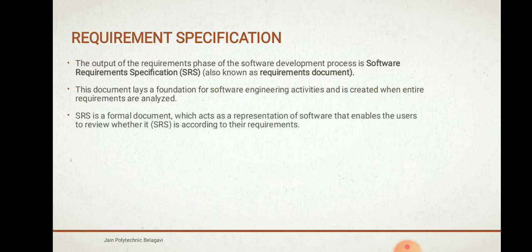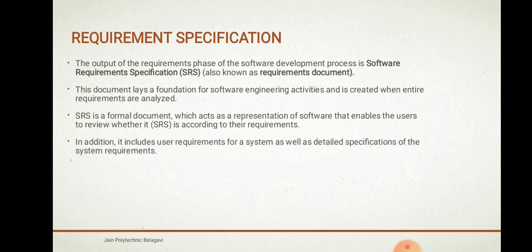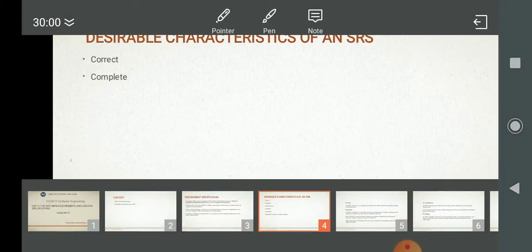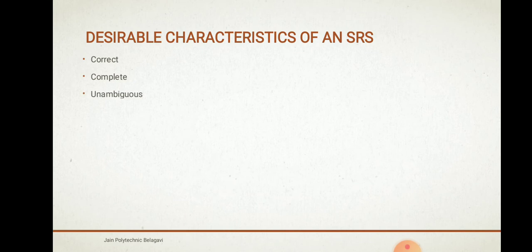SRS is a formal document which acts as a presentation of the software that enables the user to review it according to the requirements. So it acts as a reference for a developer to check whether the project has been developed according to the requirements. In addition, it includes user requirements for the system as well as a detailed specification of system requirements. These are some of the desirable characteristics of an SRS: whether it is correct, whether it is complete, it should be unambiguous, it should be verifiable, it should be consistent, and it should be ranked for importance and stability.